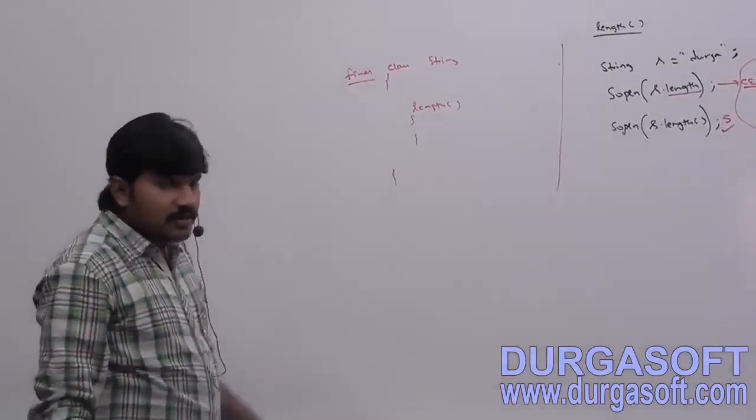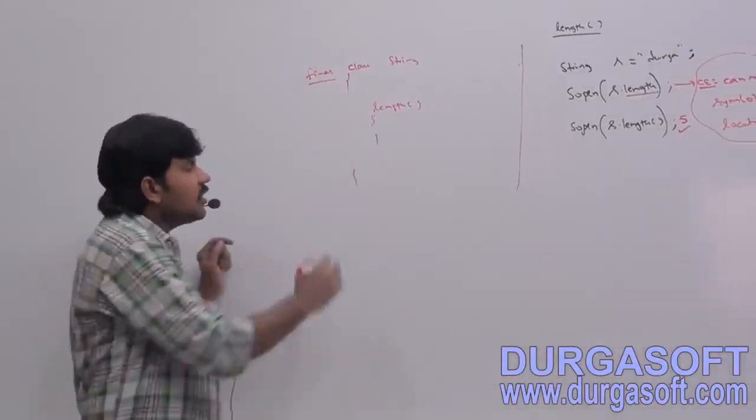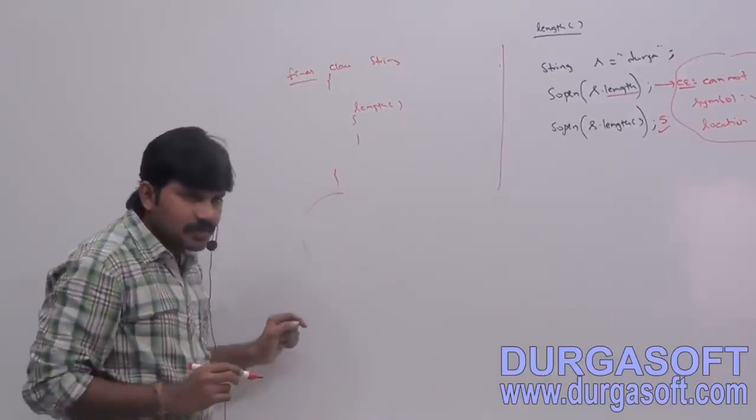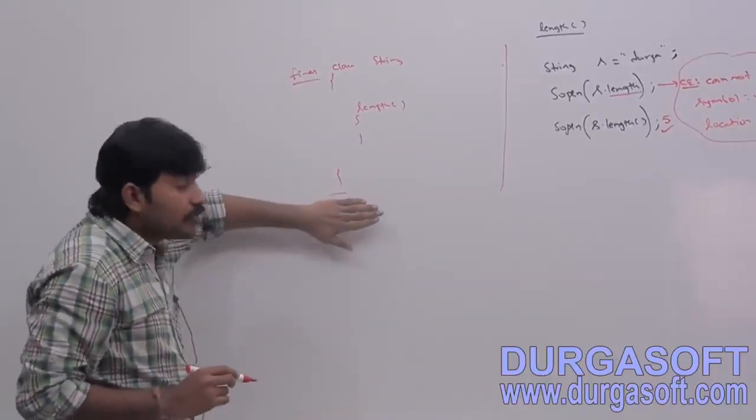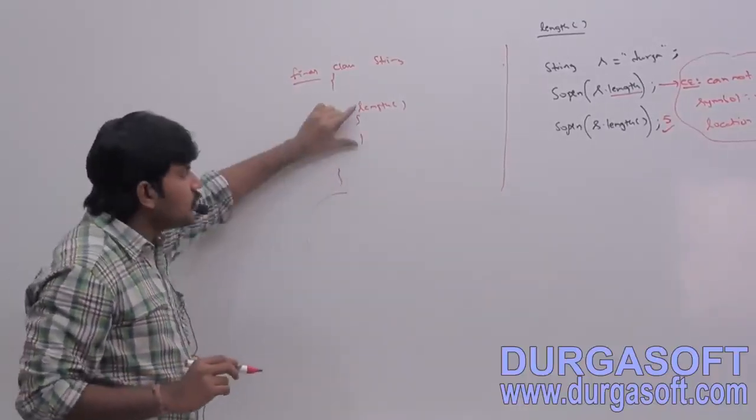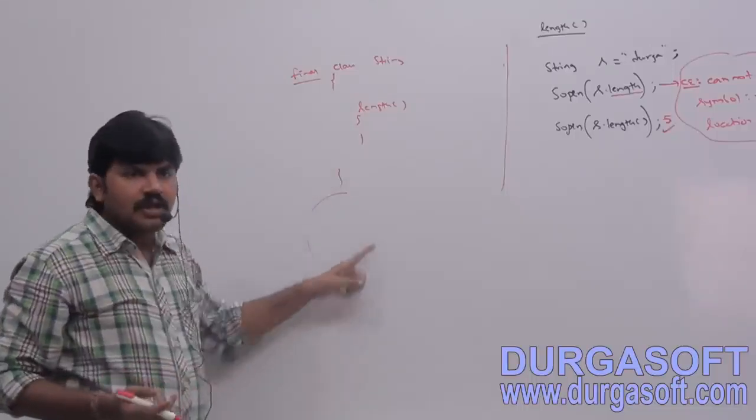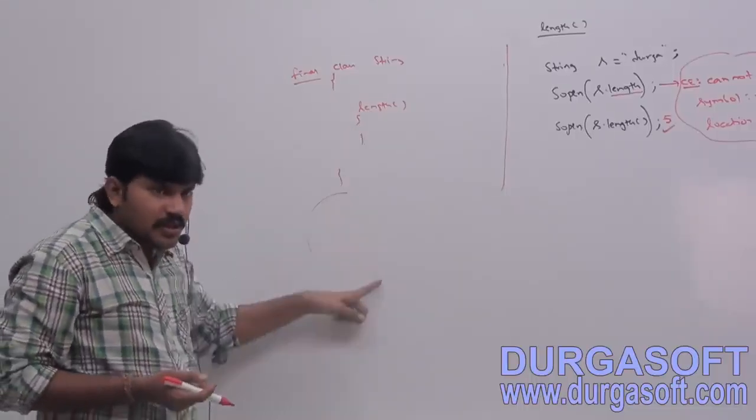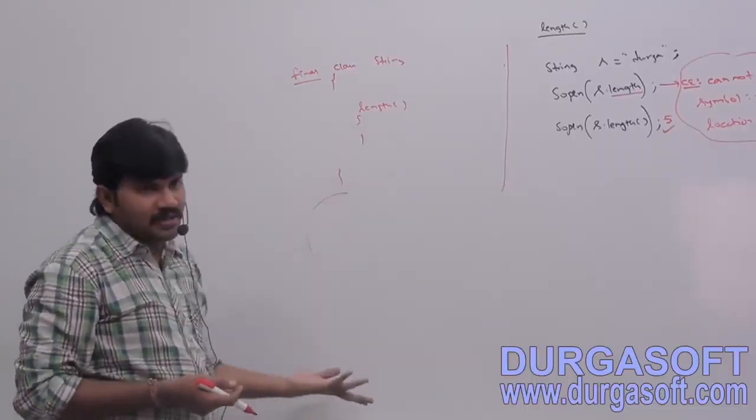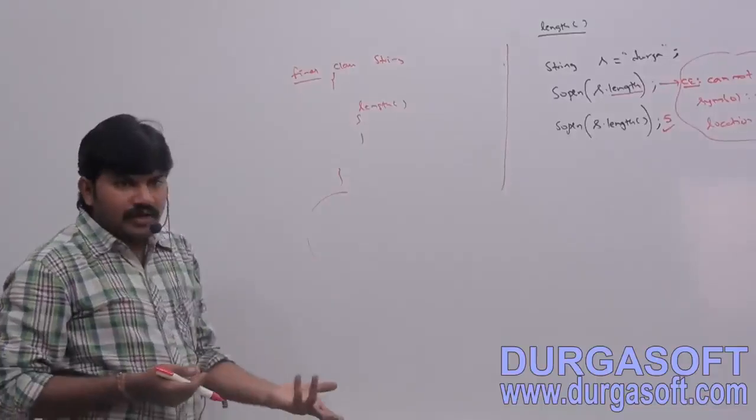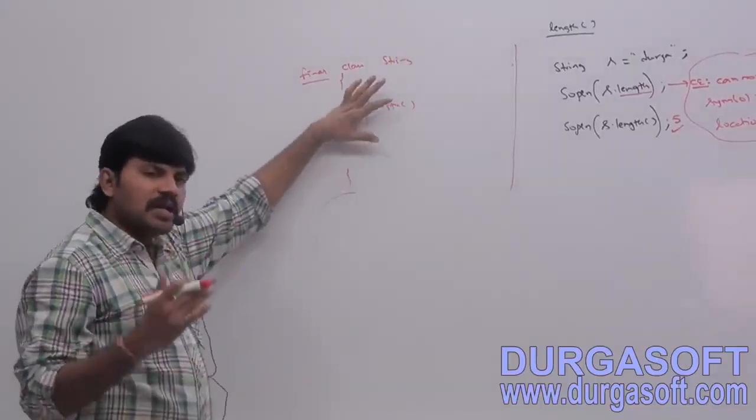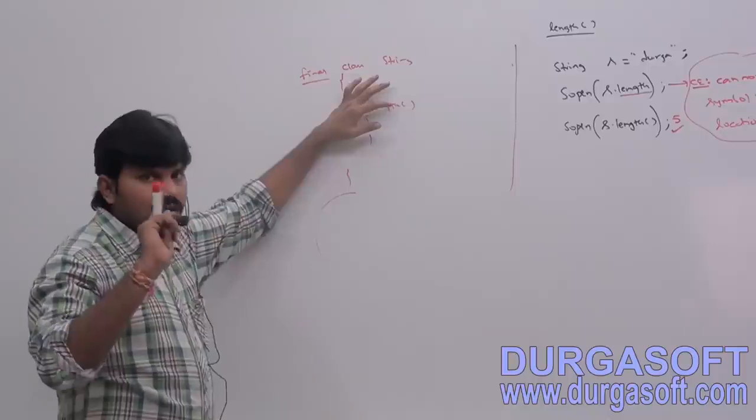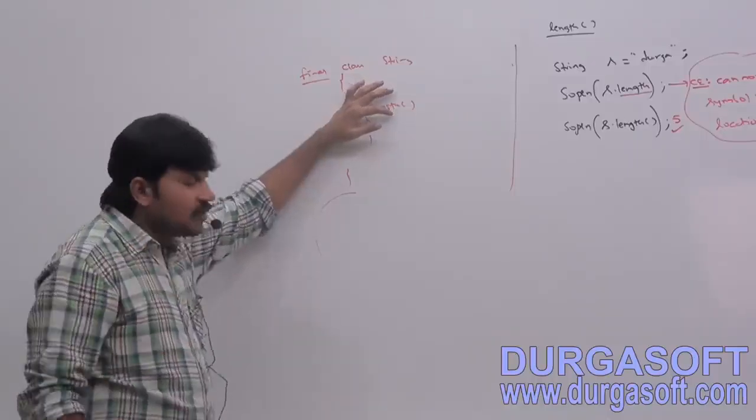If it is final, is it possible to create a child? No. If it is not possible to create a child, is it possible to override this method? No, because where can we override? In the child class. But it's not possible to create the child, so where is the question of overriding? That's why this method is by default final. So there is one conclusion I will discuss next.